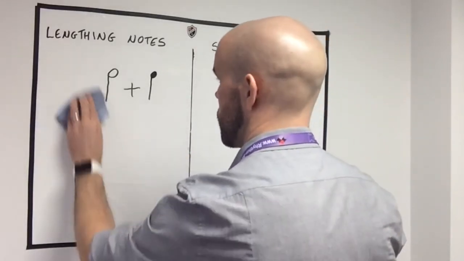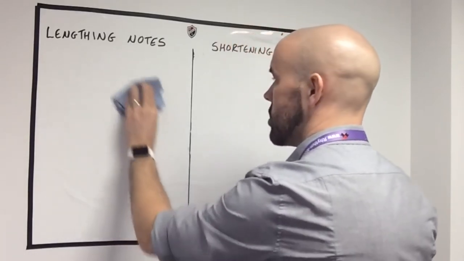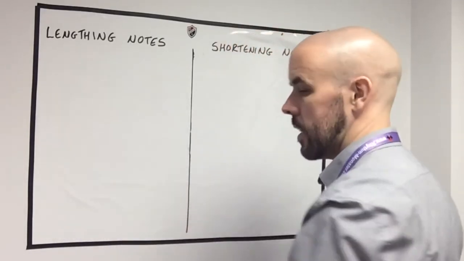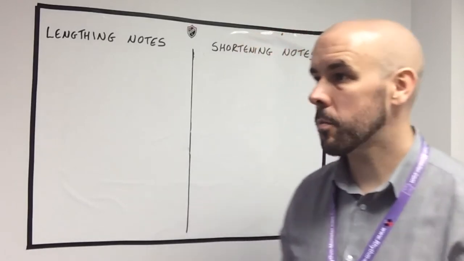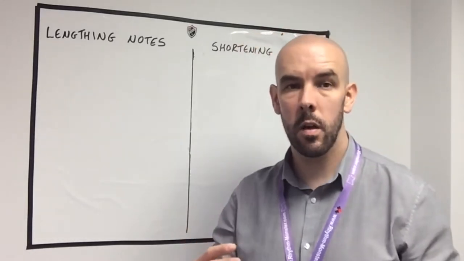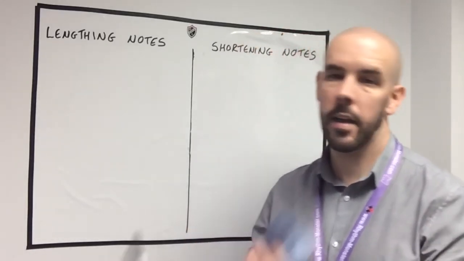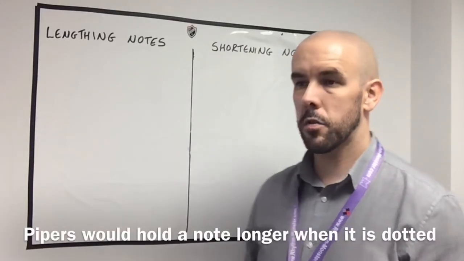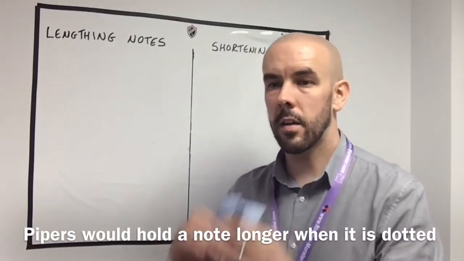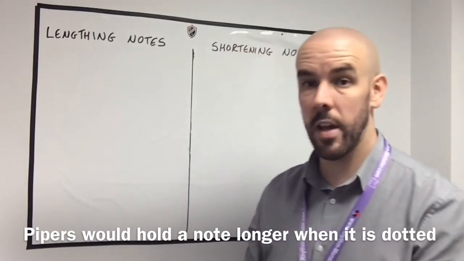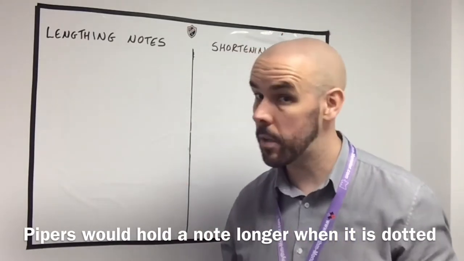The tricky thing for drummers is we can't really stretch a note. Or we can, but for pipers, you would hold that note a little bit longer. Say it was a high A and it's got a dot on it. Instead of just going A, you're getting A. It's stretching and you're holding that note a bit longer.